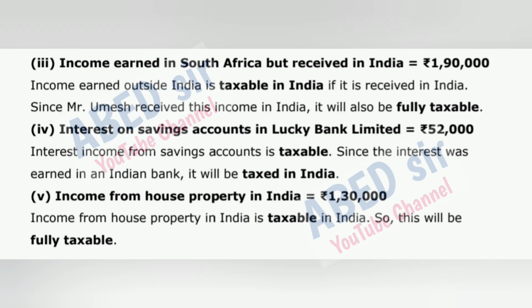4. Interest on savings accounts in Lucky Bank Limited is equal to 52,000 rupees. Interest income from savings accounts is taxable. Since the interest was earned in an Indian bank, it will be taxed in India. 5. Income from house property in India is equal to 1,30,000 rupees. Income from house property in India is taxable in India. So, this will be fully taxable.